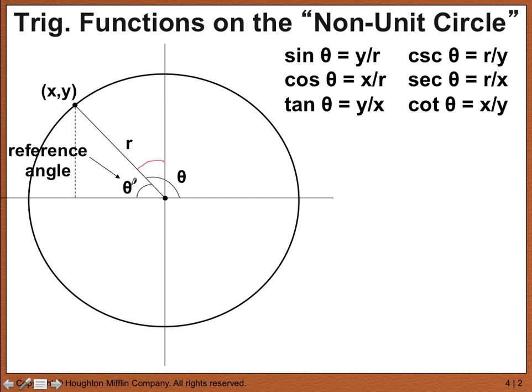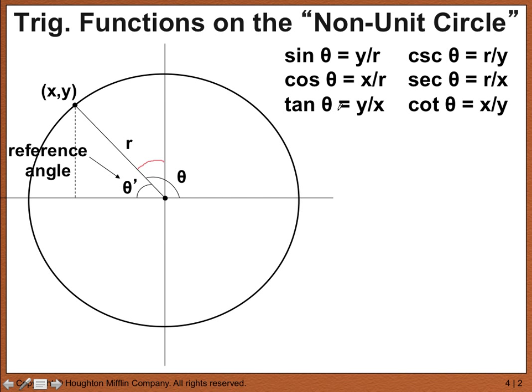well, the same is still true. Looking at this theta prime, the opposite side has a magnitude of y, so it's a distance of y units, and the hypotenuse, which is our r, has a distance of r units, and therefore the sine is opposite over hypotenuse, which is y over r. The same is true of cosine. The cosine is adjacent over hypotenuse. The adjacent in this case is the x distance, and hypotenuse is still r, and so x over r is cosine. And the same logic applies to all of these definitions.